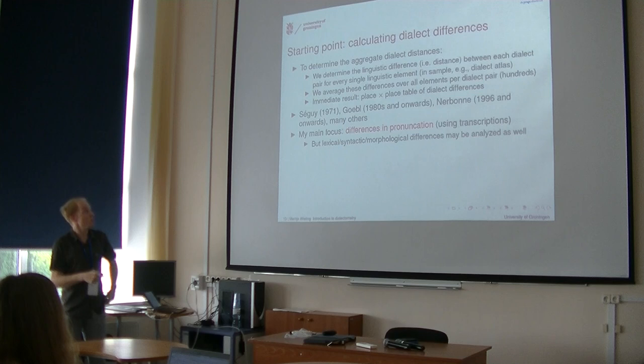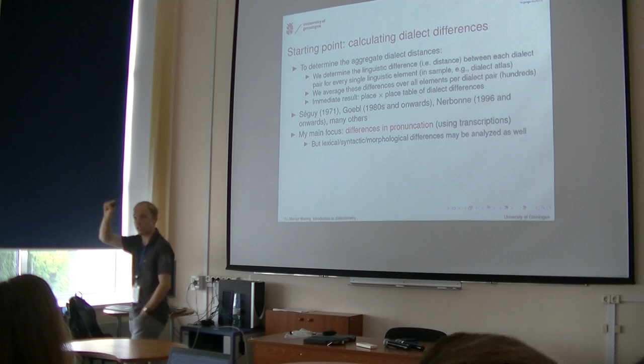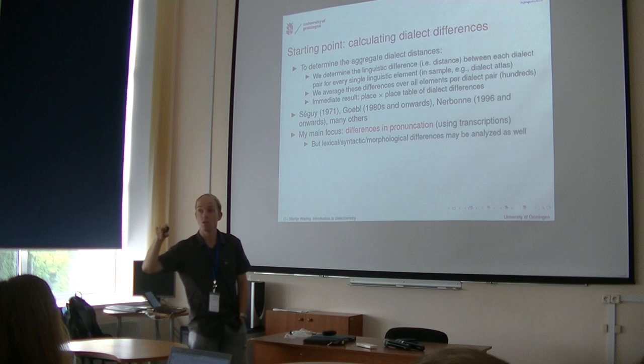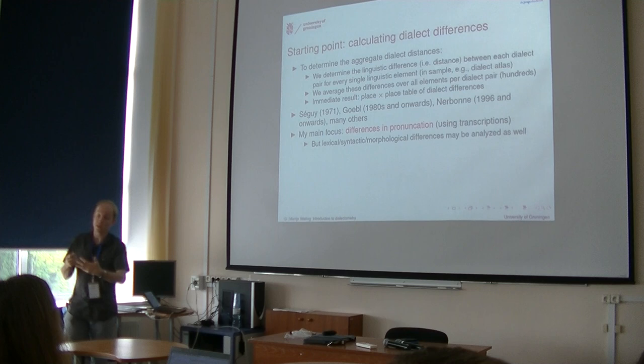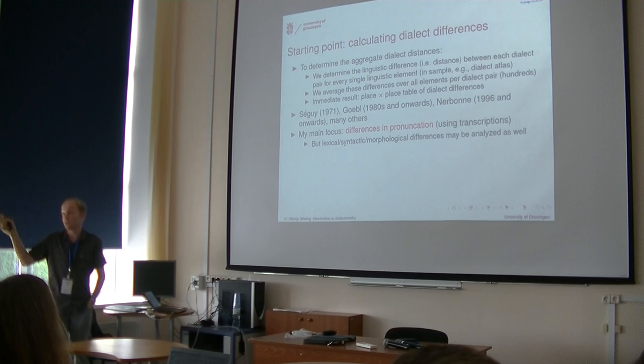But we have lots of pairs. If we have 100 locations, we have 100 times 99 divided by 2, that's about 5,000 place comparisons. So 5,000 differences. All these linguistic differences between two locations are simply the average over all our items. For every item we determine how different they are, and then we average that over all the items to get the difference between two places. I will show examples. Then we get a place times place table of dialect differences, and then we want to do stuff with it, and we will see that.